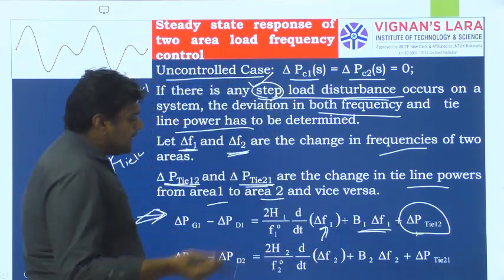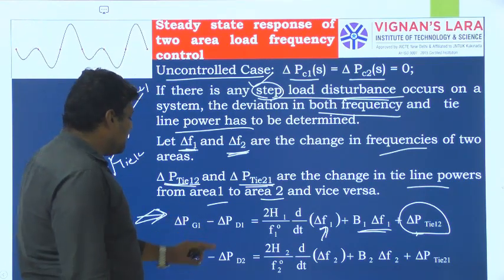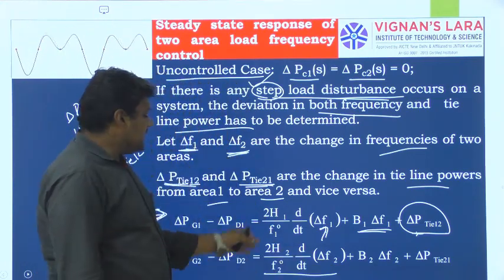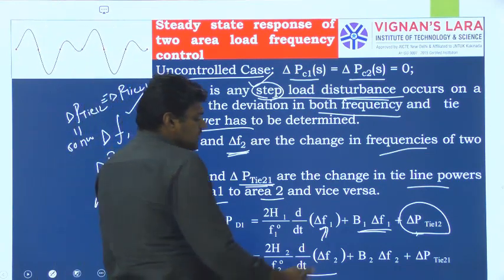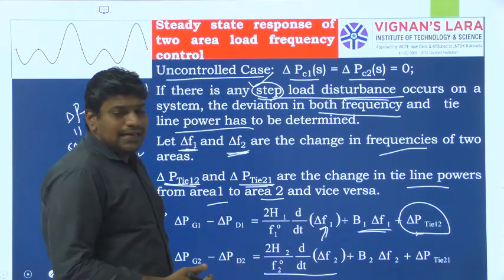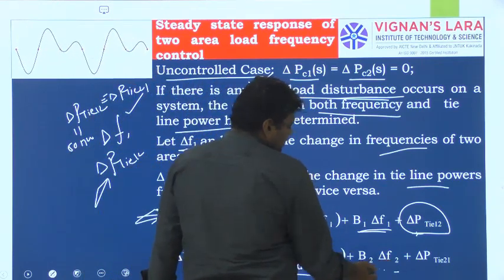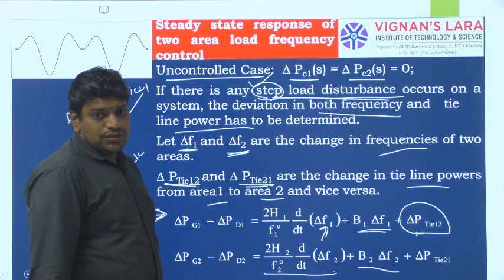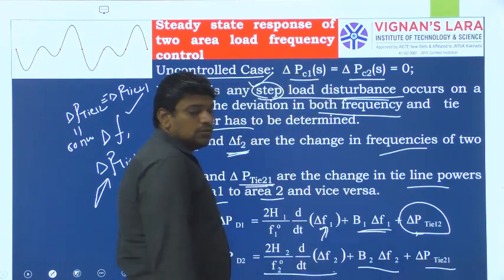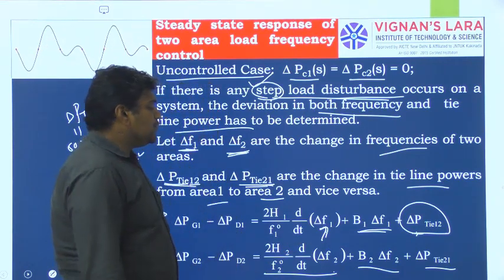change in tie-line power. Similarly, for area 2, the same expression can be written: delta Pg2 minus delta Pd2 is equal to the rate of change of kinetic energy for area 2, plus the second component, B2 into delta F2, that is the change in motor loads of area 2 with respect to change in frequency, plus delta P tie 21, which is the change in tie-line power from area 2 to area 1.